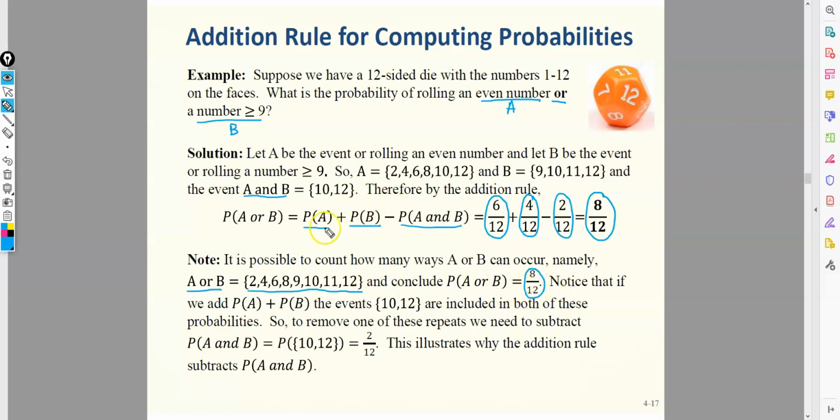But also notice that in the addition rule here, notice how the probability of A has a 10 or 12 in it, and the probability of B also has a 10 or a 12 in it. And so you see the 10 and 12 is repeated in each of these. So once again, that's why we had to subtract off one of them. And so that illustrates again why we have to subtract off the probability of A and B one time when we apply the addition rule.